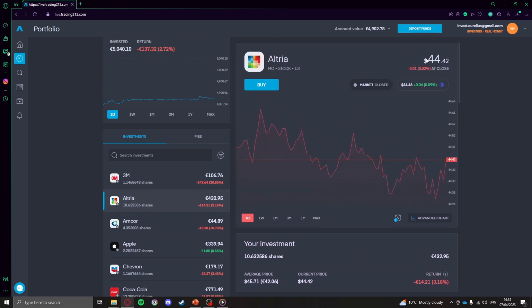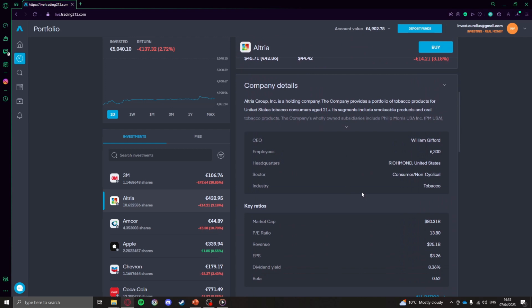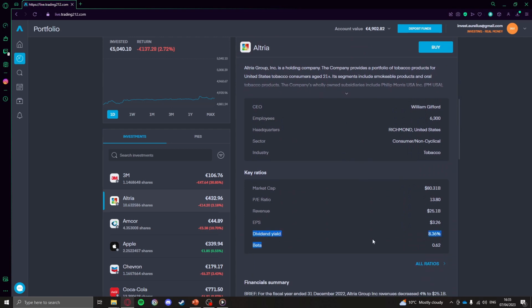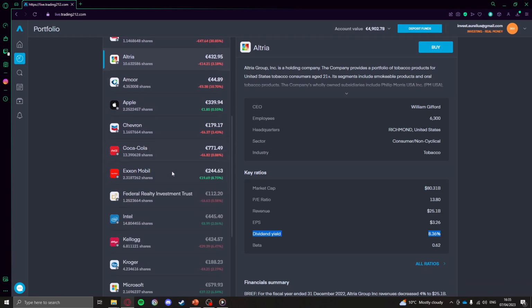You can see that the principal amount invested would have been $44.42. Then yearly on that, you can see the dividend yield here is 8.36%. So that's how you calculate it: the principal is the initial amount, and the yield is the percentage of that amount you're going to get on a yearly cycle. Not all stocks pay yearly, but the dividend yield is yearly, so you might get paid monthly, quarterly, or yearly. This one is quarterly.